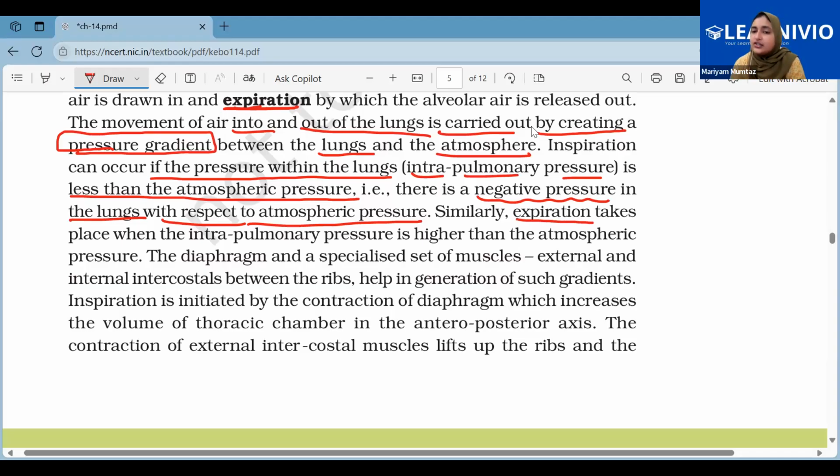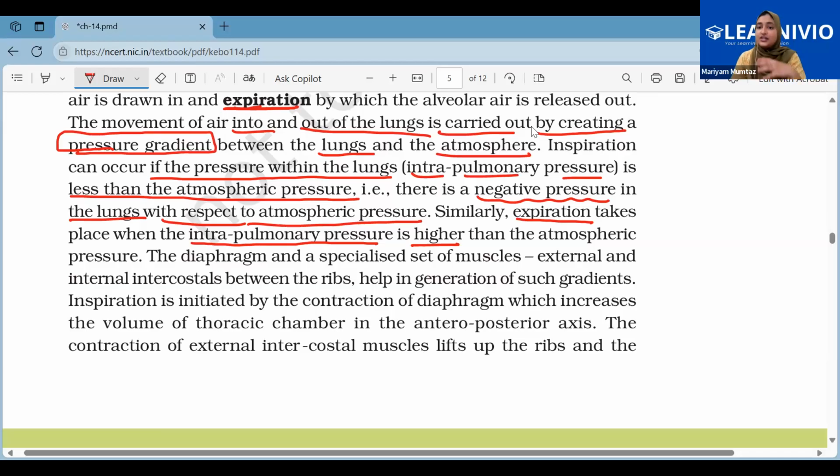Similarly, expiration, that is the breathing out, will take place when the intrapulmonary pressure is high. Now it will be the exact opposite. When we breathe out, you place your hand on your chest. The chest cavity goes back to its normal state, right? If the chest cavity volume is decreasing, the lung volume will also decrease, meaning the pulmonary volume will decrease, but the pressure will increase.